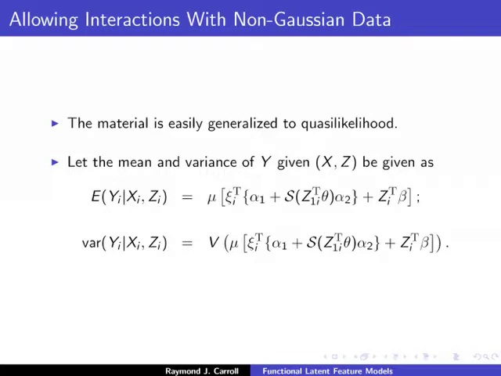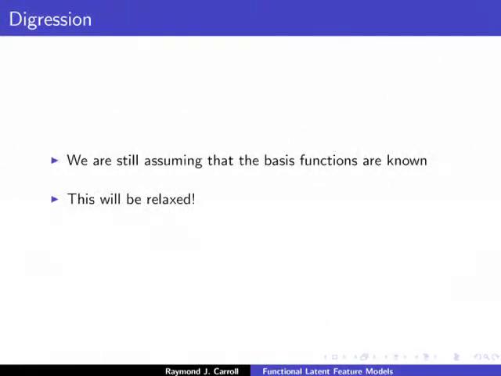If the basis functions are, the first question is, if the basis functions are known, in other words, if these xi's, if I can observe, the basis functions are known, I can observe x, and hence I can compute xi, how do I estimate the parameters and also the single index function? And the second question is, what happens if I don't get to see x, and what happens if I don't know the basis functions? I'm not willing to assume I know the basis functions. So that's going to be relaxed.